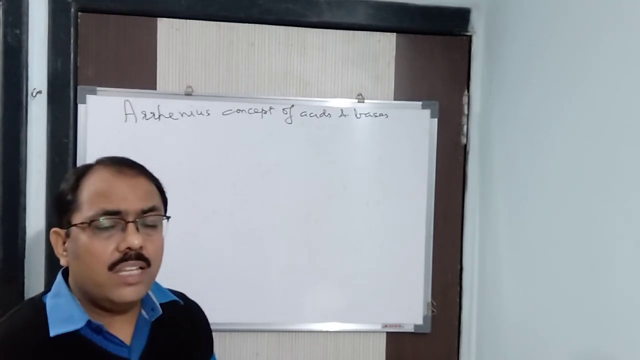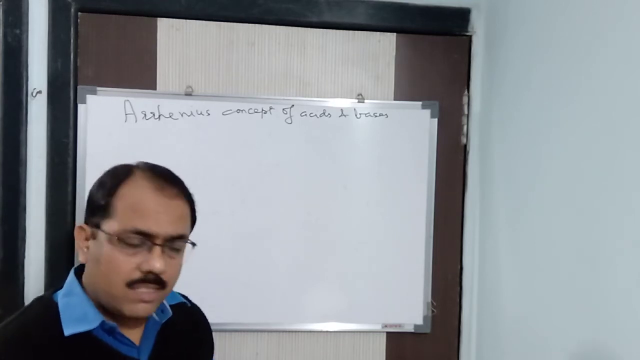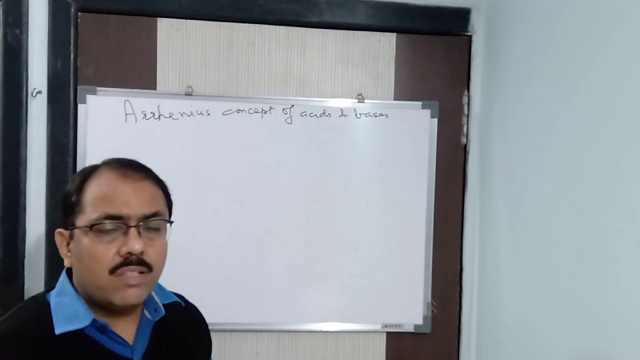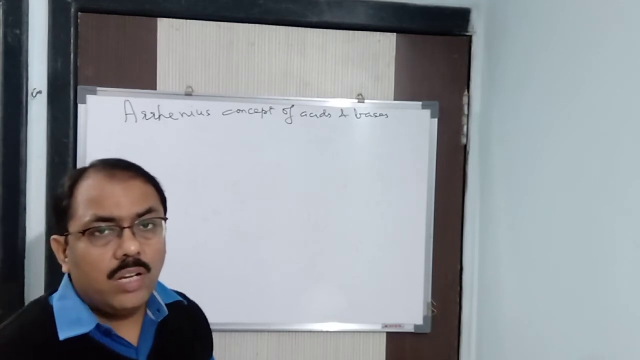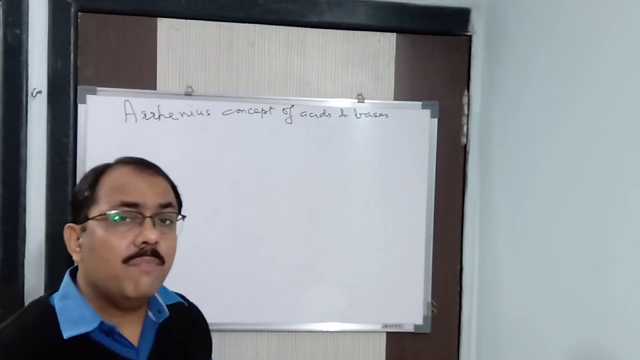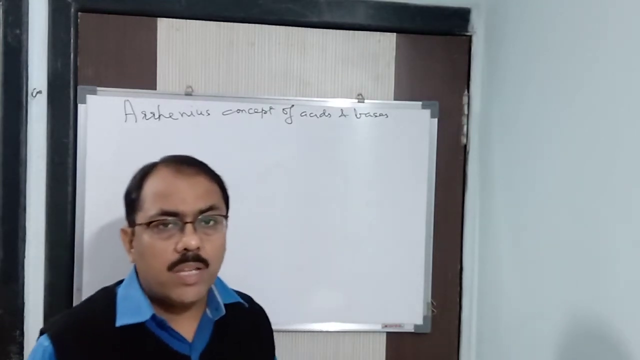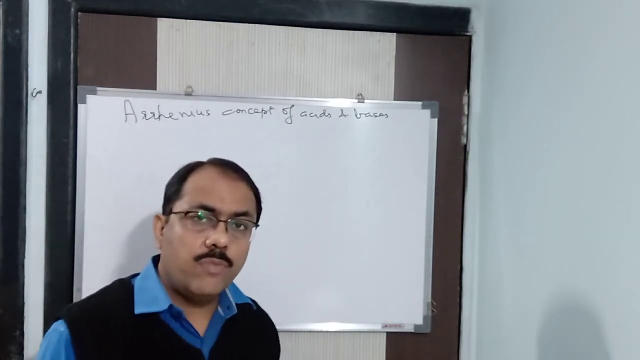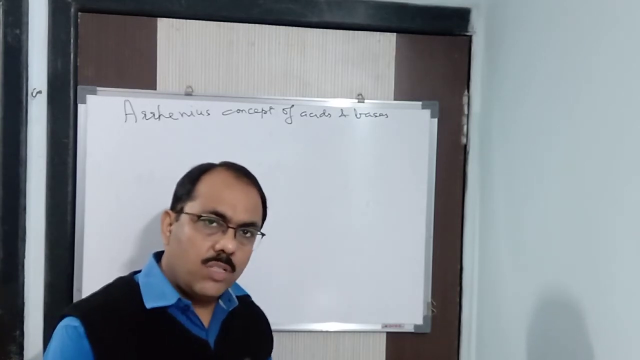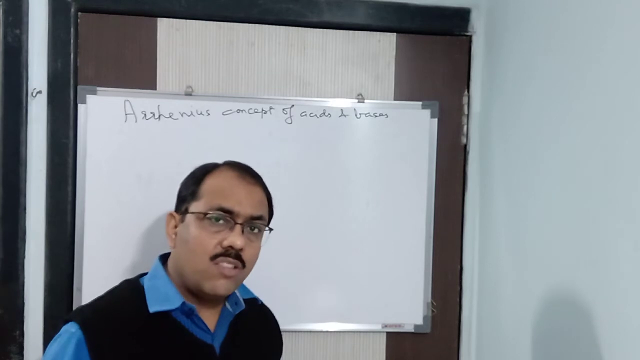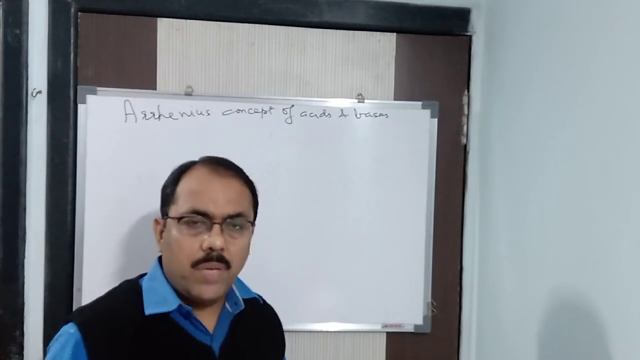So a substance that gives H3O plus ion in aqueous solution as the only positively charged ion is called an acid. Similarly, according to Arrhenius, bases are those substances which give OH minus ion as the only negatively charged ion in aqueous solution. Like NaOH, it gives Na plus plus OH minus. KOH gives K plus plus OH minus. Ammonium hydroxide gives NH4 plus plus OH minus. So acids give H plus ions as the only positively charged ion, and bases give OH minus ions as the only negatively charged ion. They are called acids and bases.